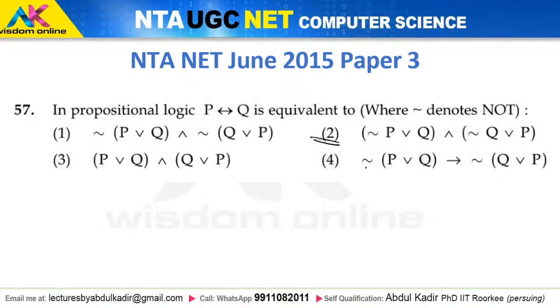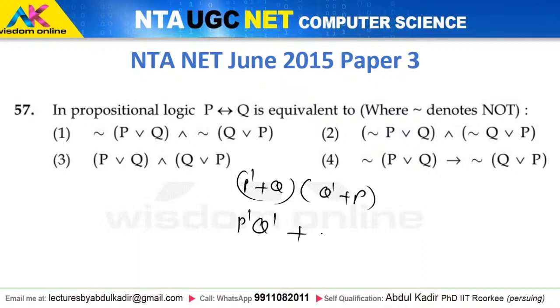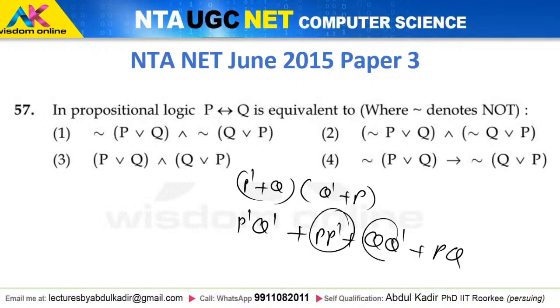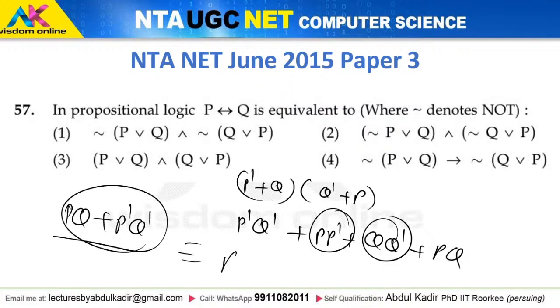Option 4 is not correct, because actually this should be like this. If this is like this, then option 4 would be correct, but right now it is not. Check option 2: it is P dash plus Q multiplied by Q dash plus P. You multiply them and you get P dash Q dash plus P dash plus Q dash plus PQ. This is false, this is false. So finally you get PQ plus P dash Q dash, and I told you this is nothing but P double implies Q. So the answer will be option 2.